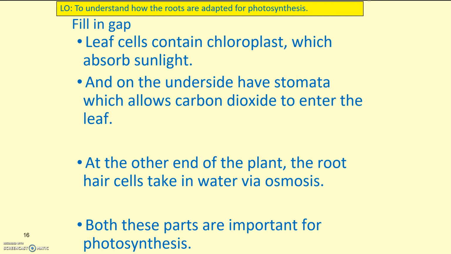So, in closing, leaf cells contain chloroplast, which absorbs sunlight, and on the underside have stomata, which allows carbon dioxide to enter the leaf. At the other end of the plant, the root hair cells take in water via osmosis. Both these parts are important for photosynthesis.